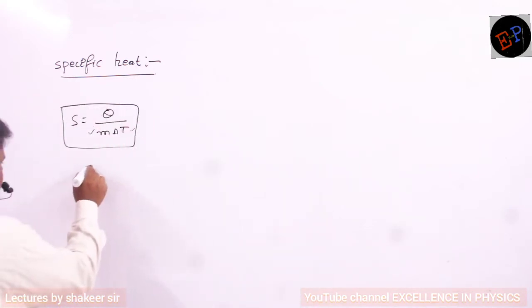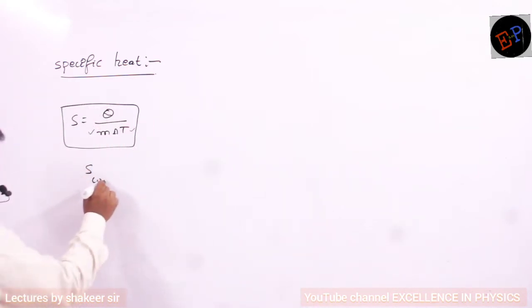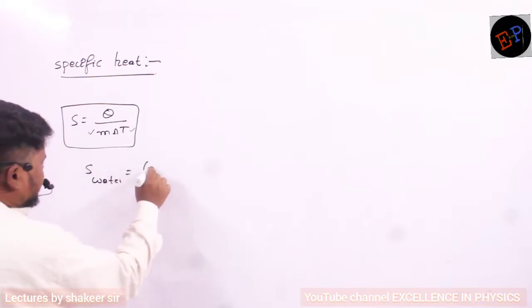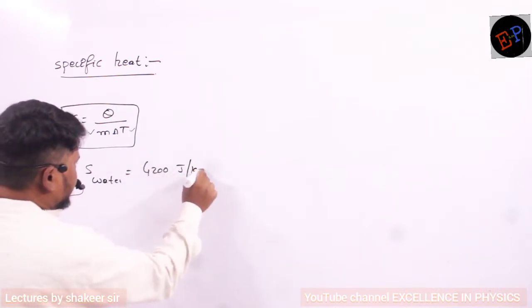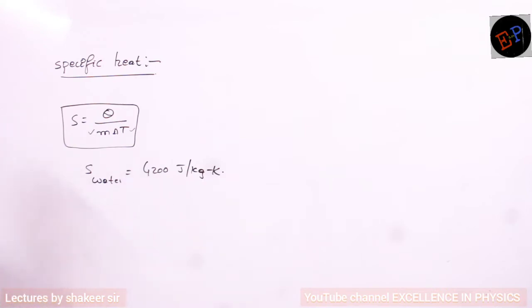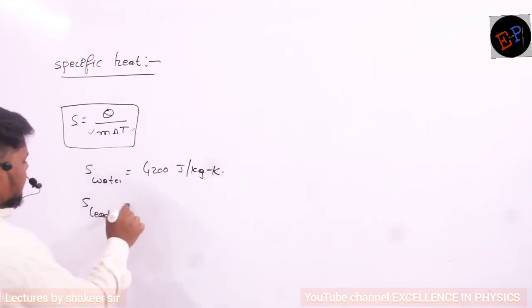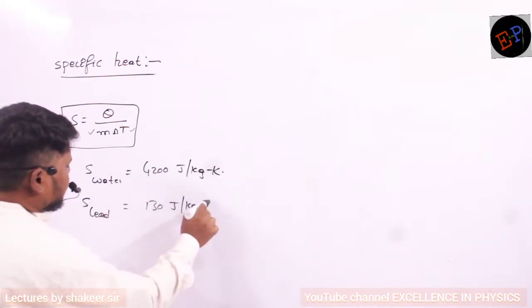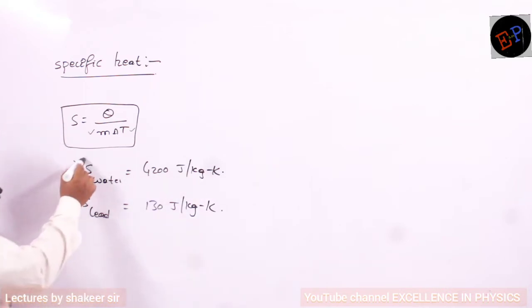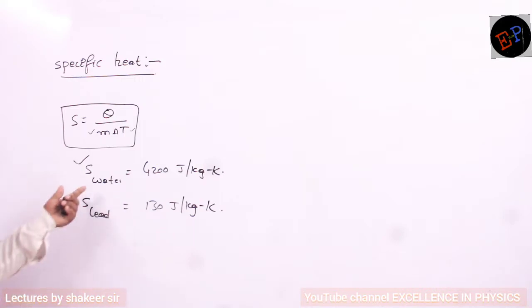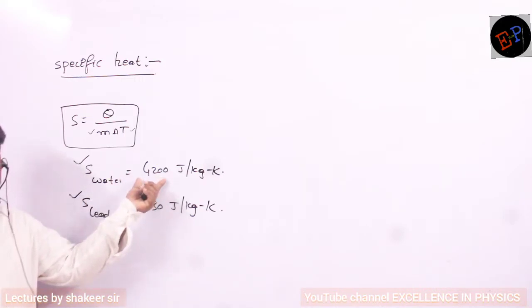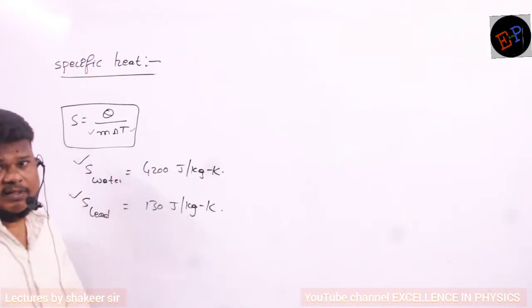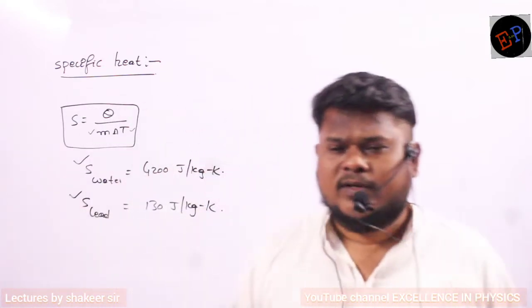For example, we have studied the specific heat of water. It is 4,200 joules per kg Kelvin. Similarly, if I take the specific heat of the metal lead, it is nearly 130 joules per kg Kelvin. So if I look at these two values, what do I understand? Specific heat of water is 4,200. Specific heat of lead is 130.